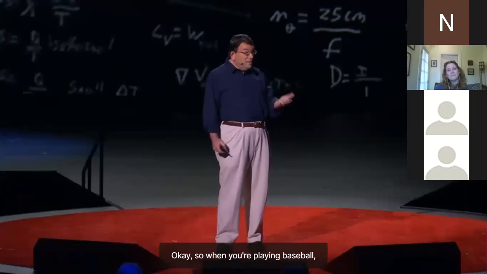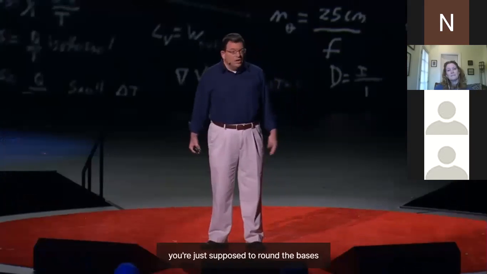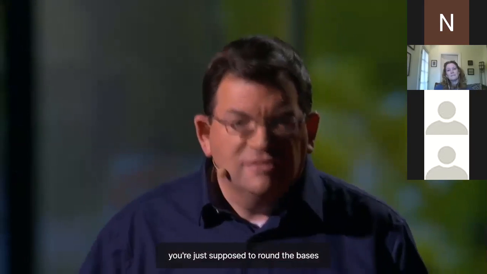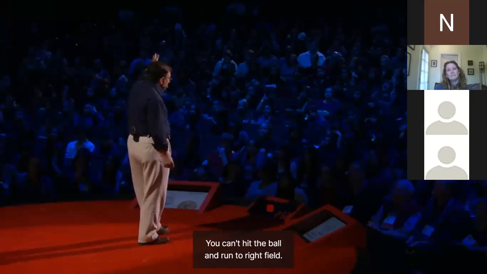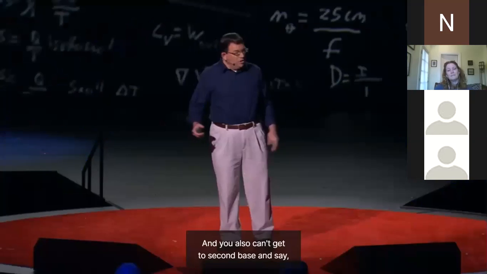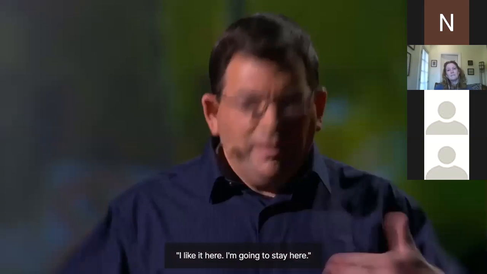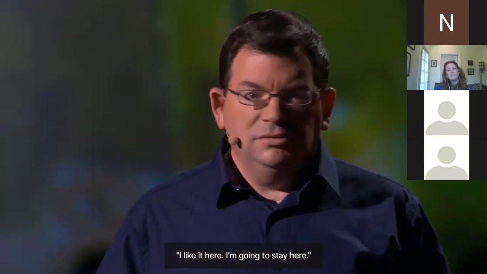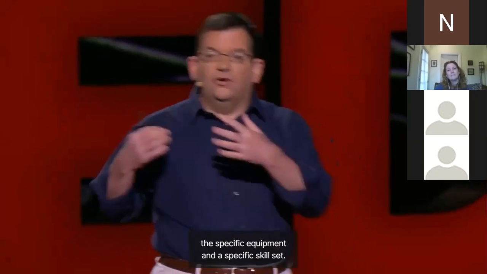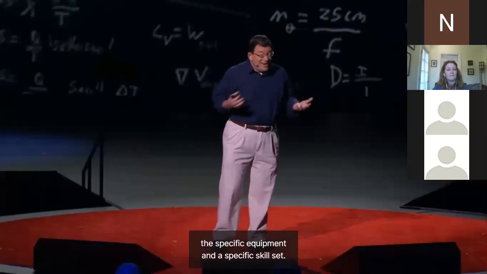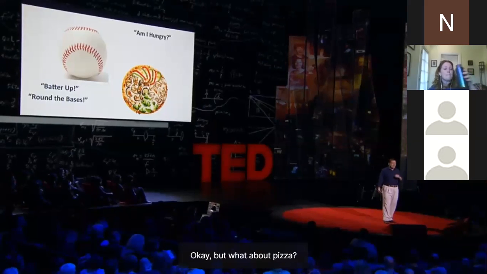Okay, so when you're playing baseball, so if you talk about during sexual activity, when you're playing baseball, you're just supposed to round the bases in the proper order, one at a time. You can't hit the ball and run to right field. That doesn't work. And you also can't get to second base and say, I like it here. I'm going to stay here. No. And also, of course, with baseball, there's like the specific equipment and a specific skill set. Not everybody can play baseball. It's pretty exclusive.